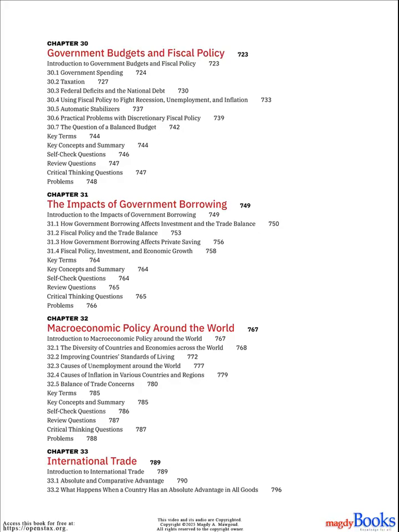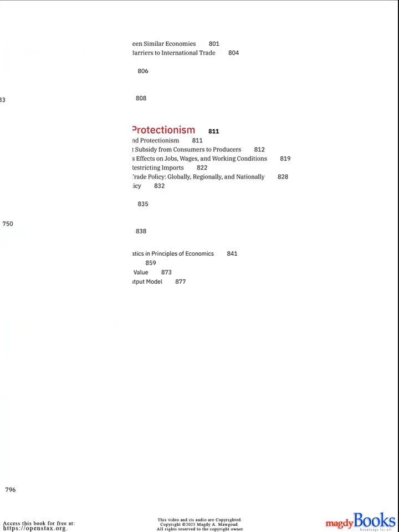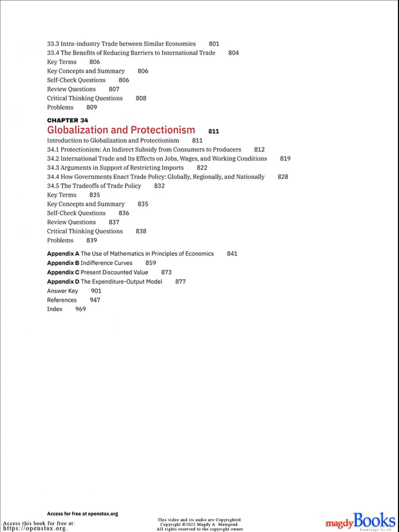Chapter 33, International trade. Introduction to international trade. 33.1, Absolute and comparative advantage. 33.2, What happens when a country has an absolute advantage in all goods? 33.3, Intra-industry trade between similar economies. 33.4, The benefits of reducing barriers to international trade. Key terms, key concepts and summary. Self-check questions, review questions, critical thinking questions, problems.